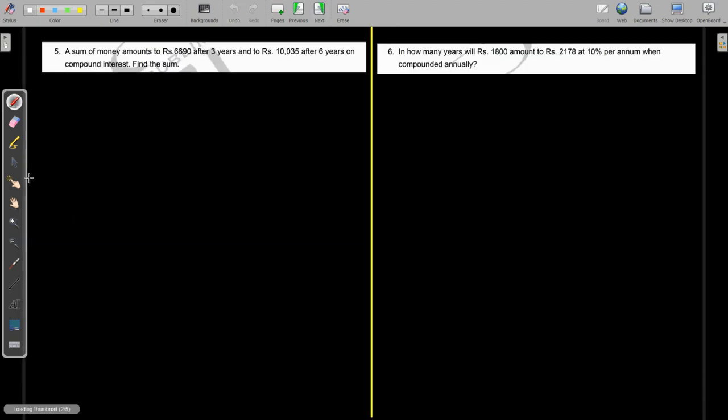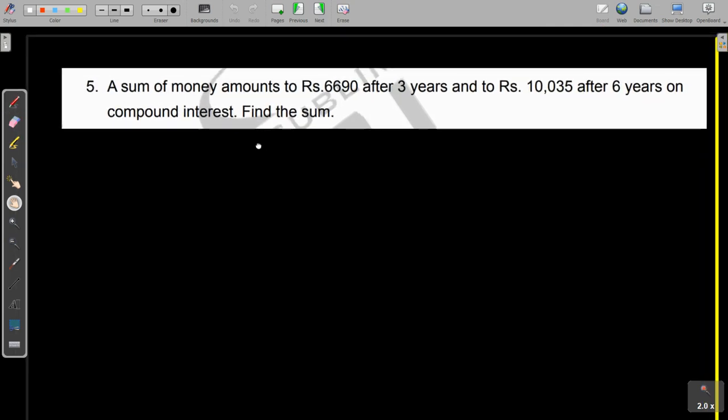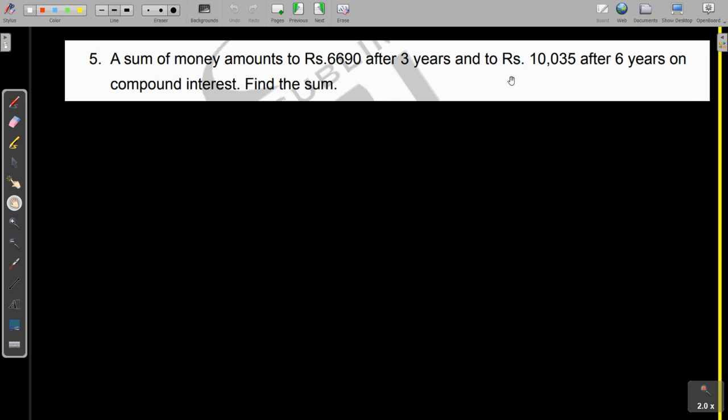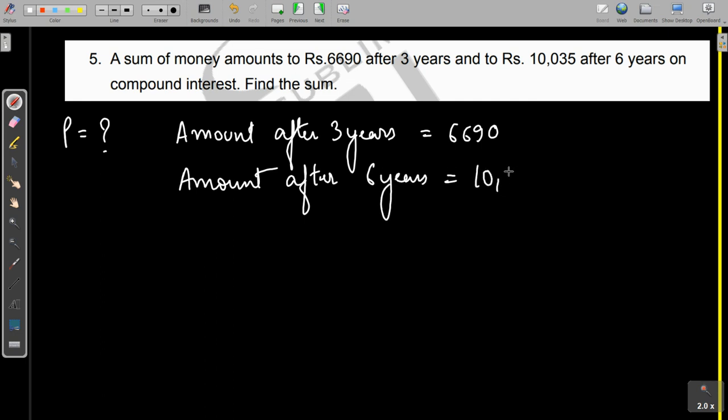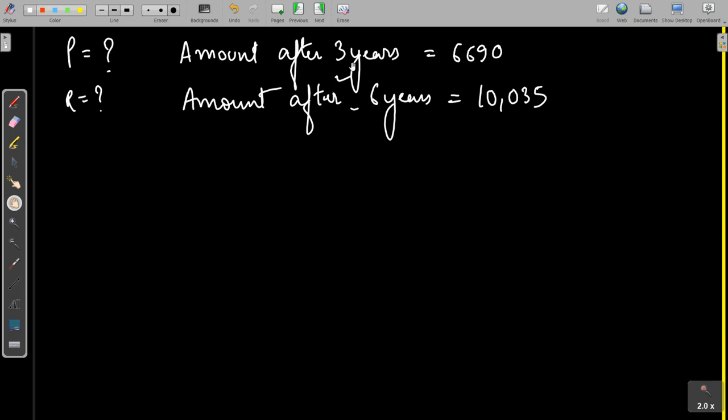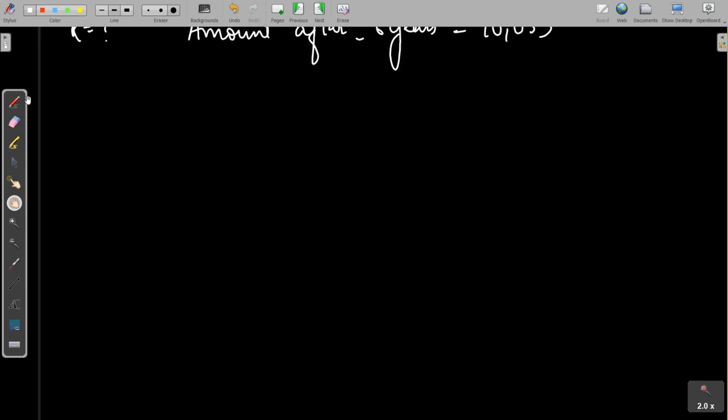Okay, let's move to the next question now. Question 5. So this says a sum of money amounts to this much after 3 years and to rupees this much after 6 years on compound interest. Find the sum. So again, we don't know the principal, but we know the amount after 3 years is 6,690 and amount after 6 years is 10,035. We don't know the rate, we just know the time. Both of them are compounded annually. So now we are going to try and find the compound interest for 3 years, or simply the amount for 3 years.